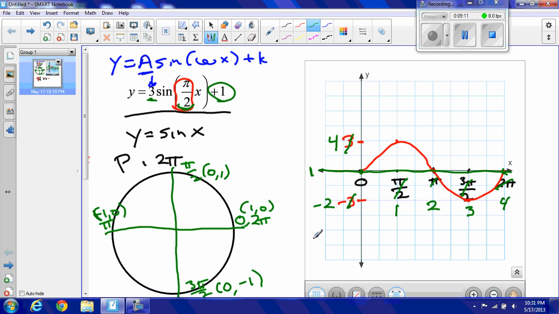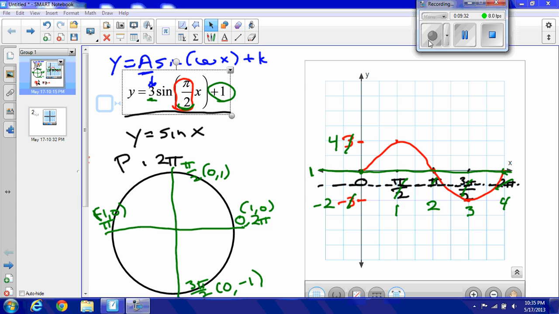I guess if I wanted to be nice, I could sketch in what the x-axis looks like. That would be my x-axis right there. So you can see how the graph has been raised. But that's how I do this particular transformation.